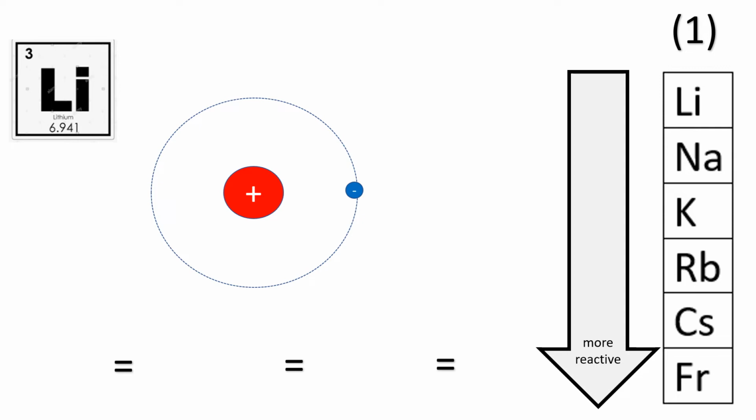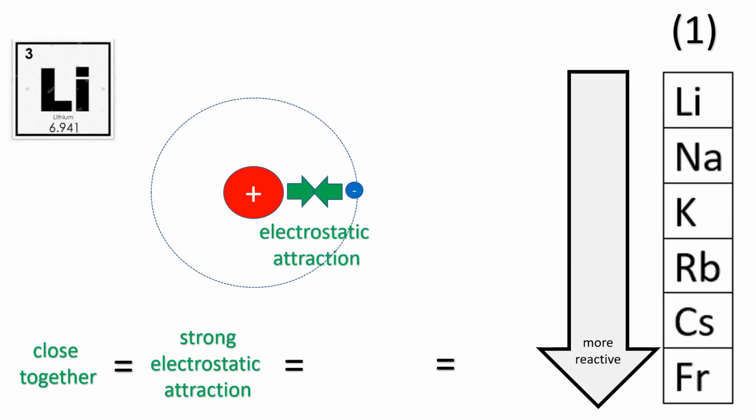Okay, so what makes it easy or hard to lose an electron? Well, it's all to do with how close together the positive nucleus and the negative electrons are. So in this example, lithium's quite a small atom and they're close together. And therefore this force here, this attractive force, positive and negative opposites attract, is quite a strong electrostatic attraction.